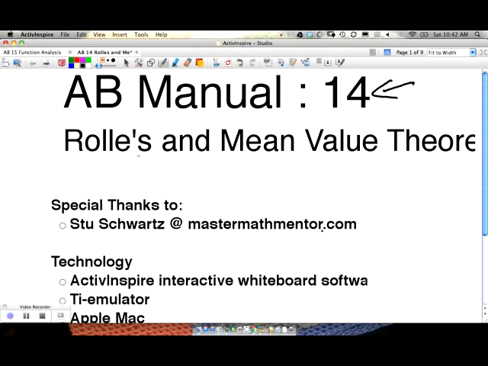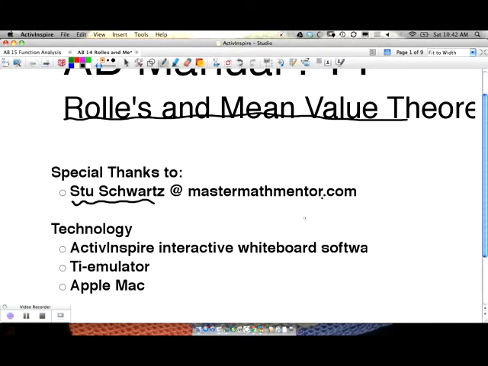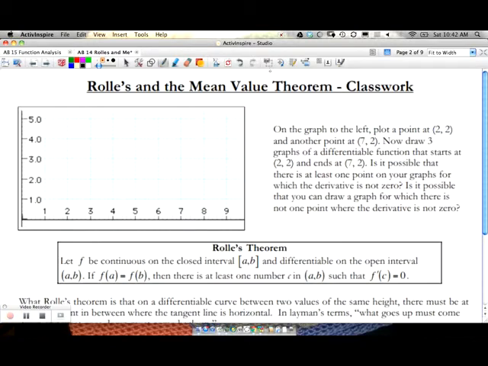We are looking at number 14 in our manual. This is Rolle's and Mean Value Theorems. It's a little cut off there, but once again, thank you to Stu Schwartz from MasterMathMentor.com. He is the provider of a lot of this content. We're just working our way through it. Let's get started. Okay, so Rolle's and Mean Value Theorem.